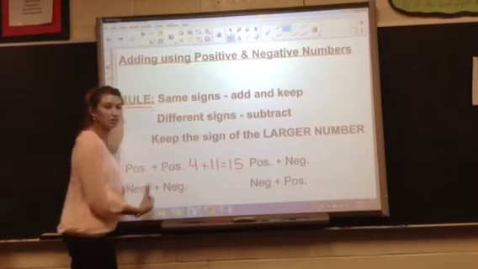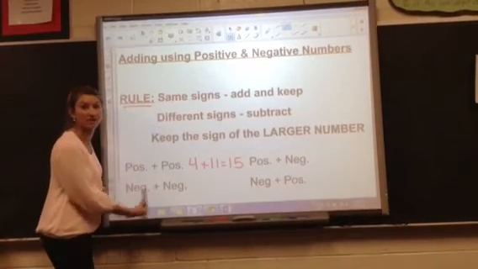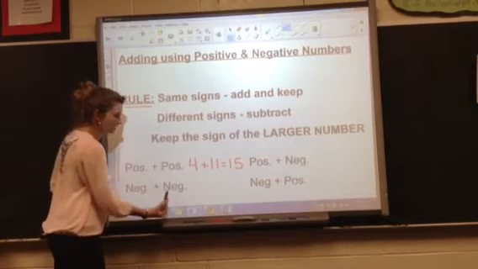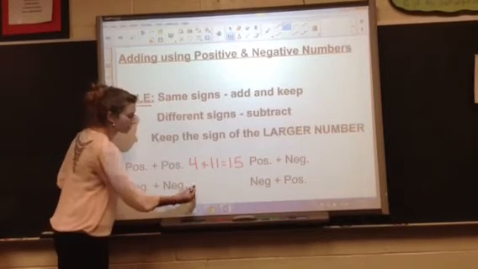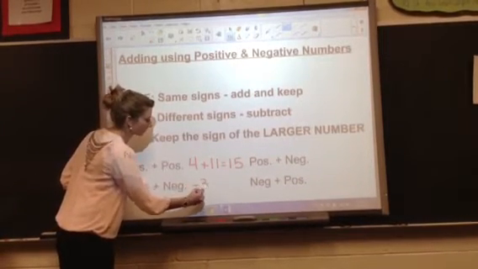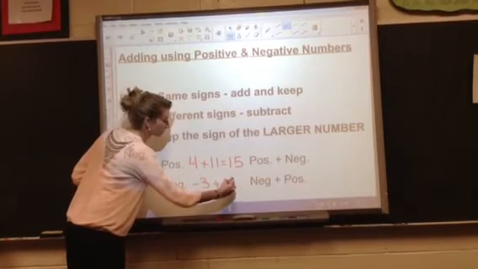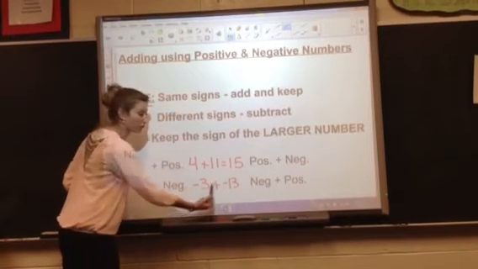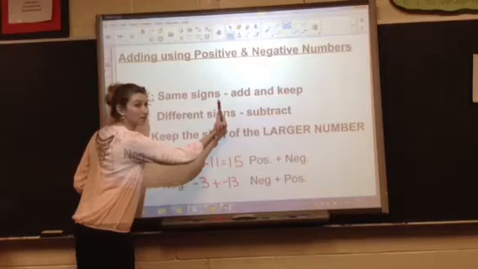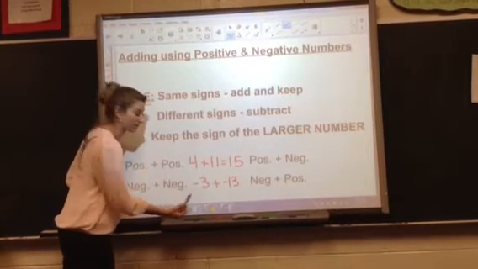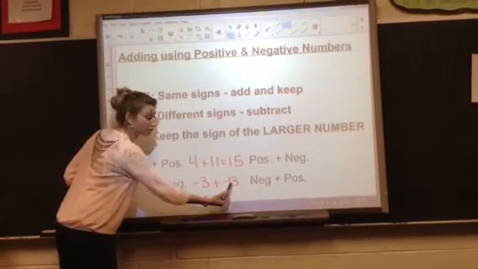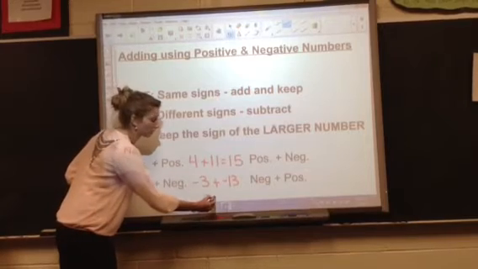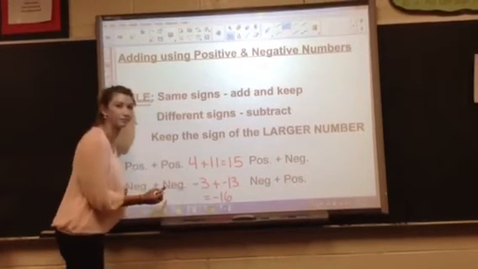So we add and we keep the sign of the signs that we already have. So let's try two negative numbers added together. Let's try negative 3 plus negative 13. A negative plus a negative, we keep the same sign, so we will have a negative answer. 3 and 13 together make 16, so we get negative 16.